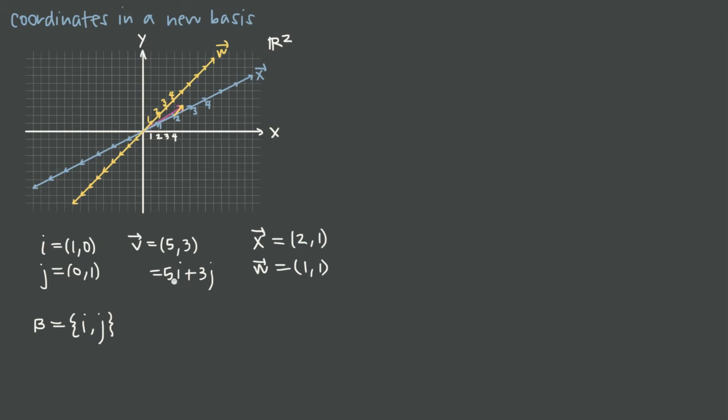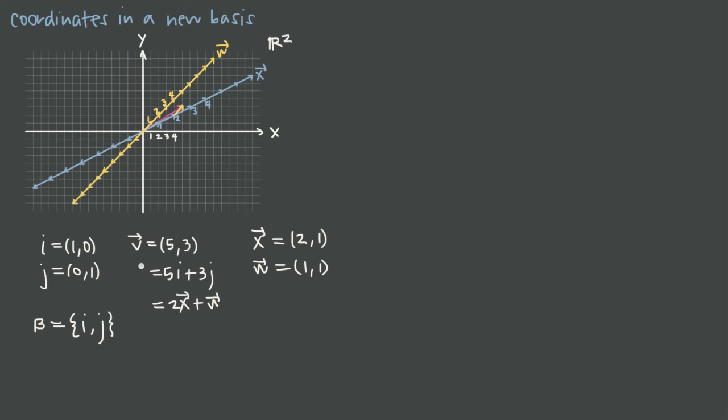So 5, 3 can not only be defined as 5i plus 3j, or just as 5, 3, but it can now also be defined as 2 times the vector x plus 1 times the vector w. And it doesn't matter which way we go. If we had gone out 1 unit in the direction of w and then up 2 units in the direction of x, we would have ended up at the same point.